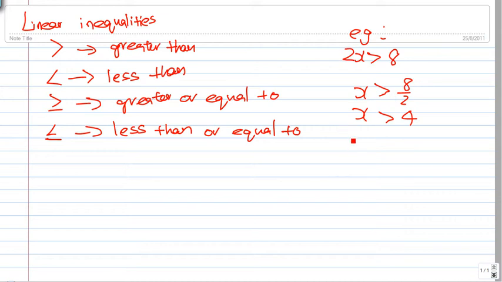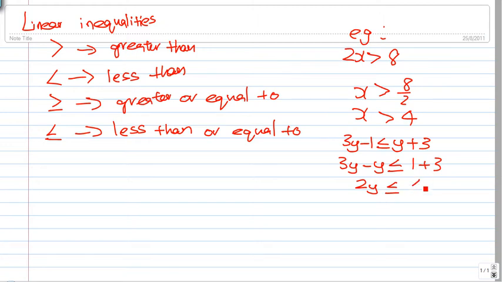Okay, another example would be 3y minus 1 is less than or equal to y plus 3. 3y, I can just shift it normally as in any equation. 3y minus y is smaller than or equal to 1 plus 3. Okay, negative 1, I shift it to the right hand side of the equation, it will become positive 1. Now 3y minus y equals 2y. 1 plus 3 equals 4. y is less than or equal to 4 divided by 2, which is 2.